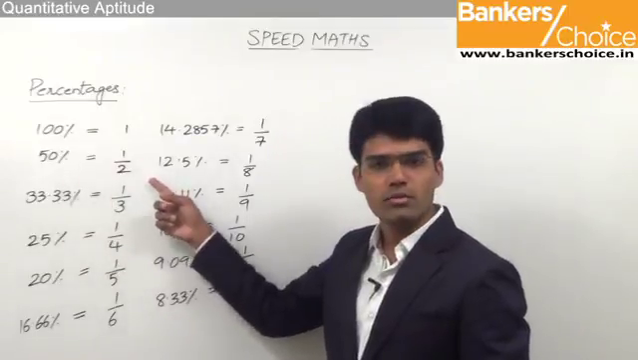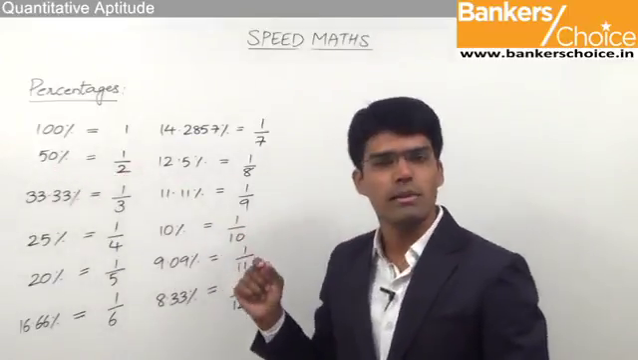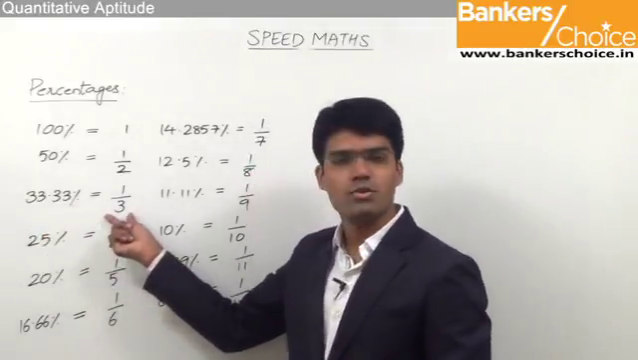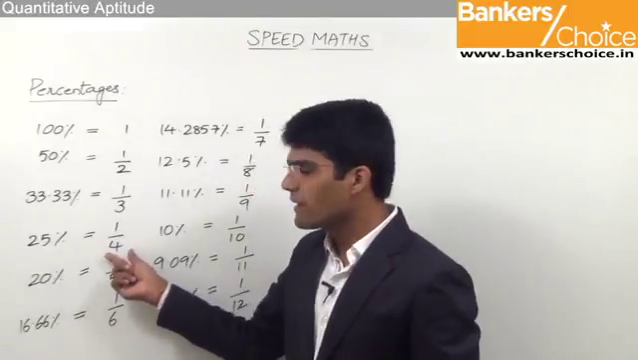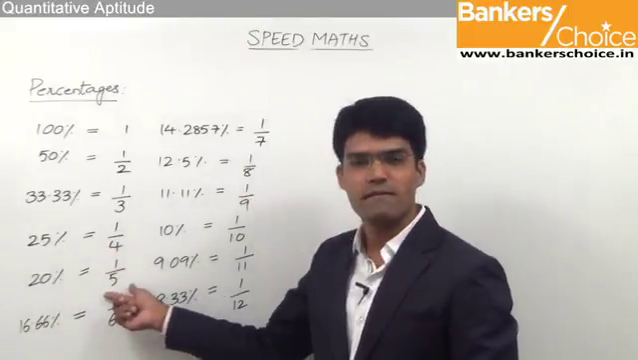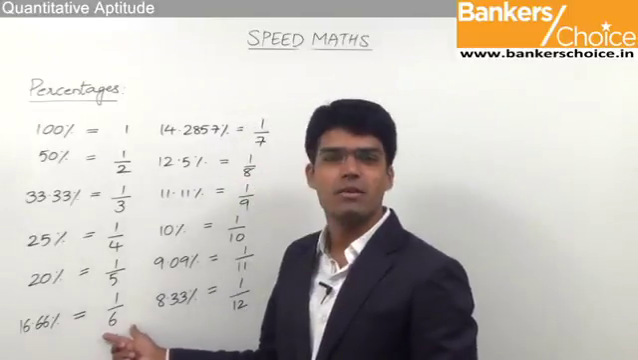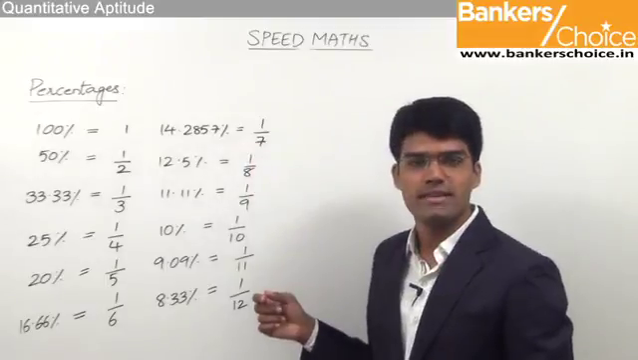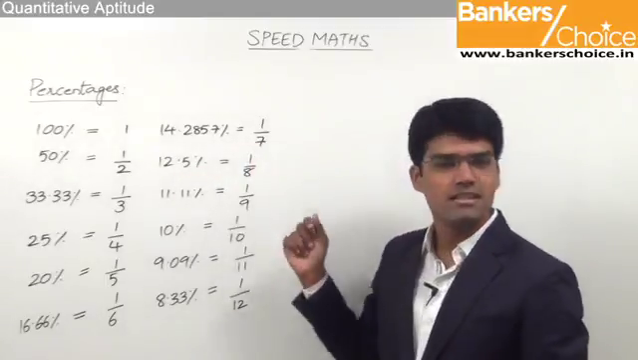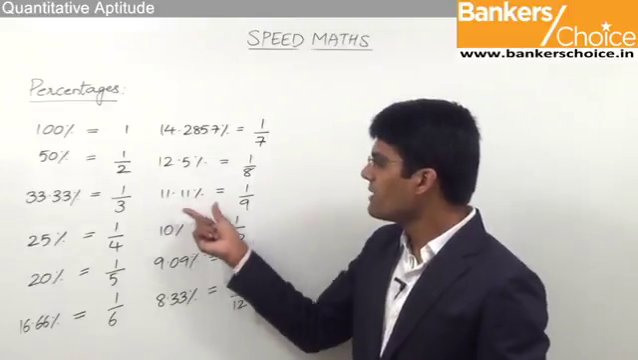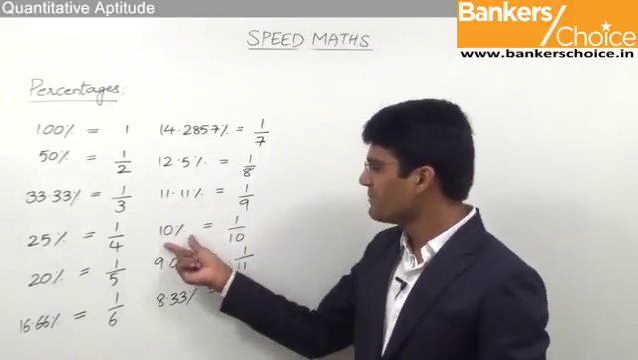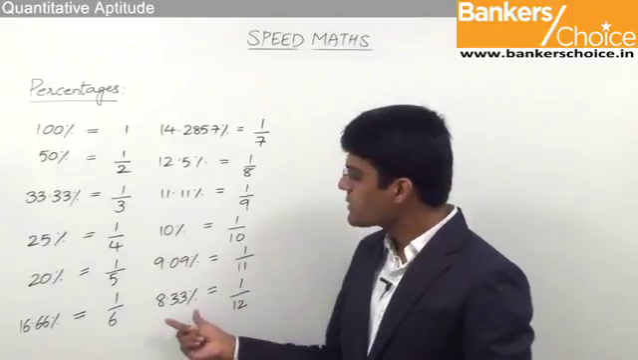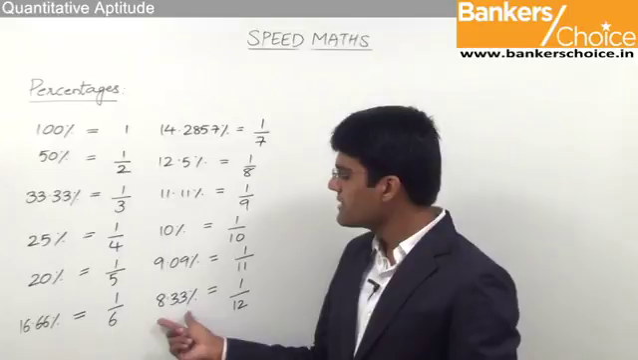50% is equal to 1 by 2. So 50% in terms of fraction is equal to 1 by 2, and this we already know. Moving on, we have 33.33% equals to 1 by 3. 25% is 1 by 4. 20% equals to 1 by 5. 16.66% equals to 1 by 6. 14.2857% is equal to 1 by 7. 12.5% is equal to 1 by 8. 11.11% is equal to 1 by 9. 10% is 1 by 10. 9.09% is 1 by 11. And the last one here is 8.33% is equal to 1 by 12.